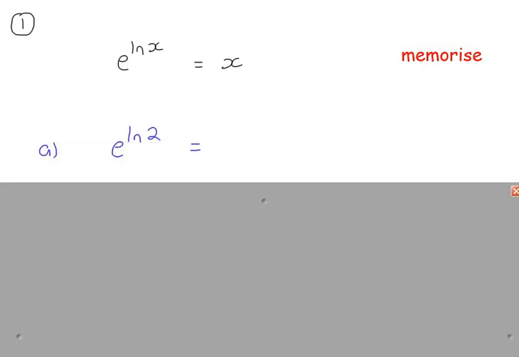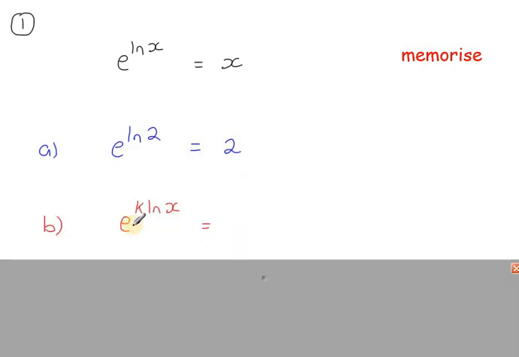So part A, e to the power of ln 2. So 2 goes into the log function, whatever comes out goes into the exponential function, so you have a function and its inverse next to each other, so they cancel, so the output will be 2.